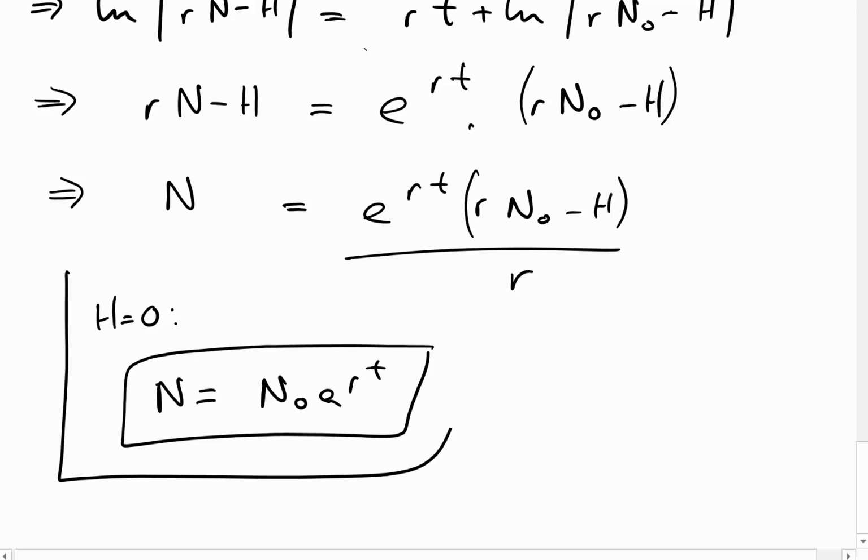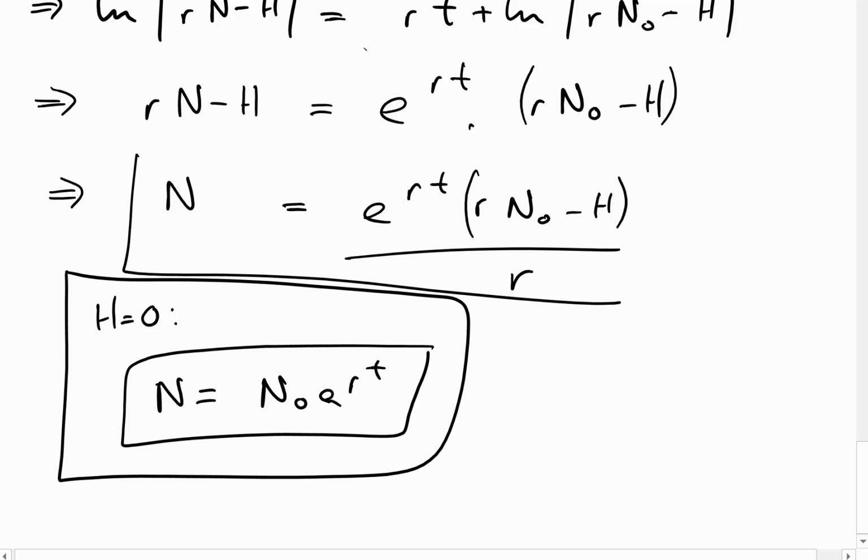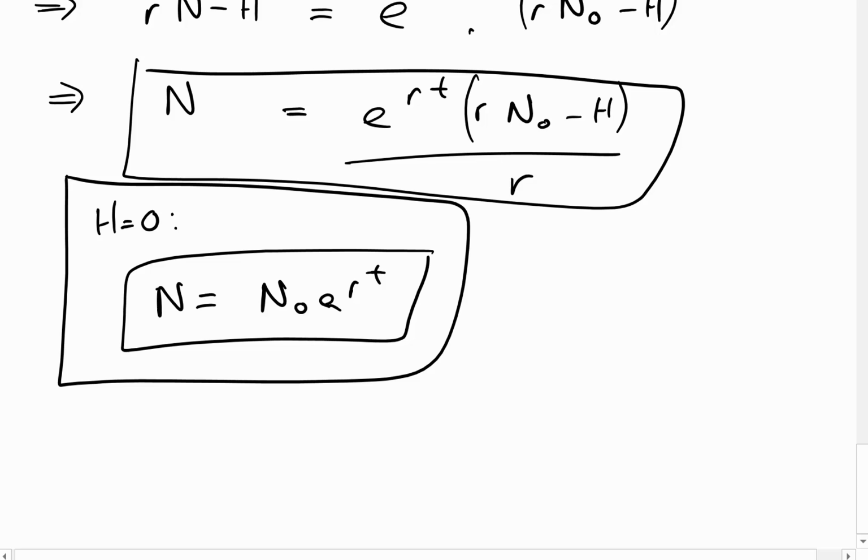So basically what we need to do is look at this thing up here and ensure that n is greater than 0, because we want to ensure that the population never drops to 0. What are the conditions to make sure that n is always going to be greater than 0?